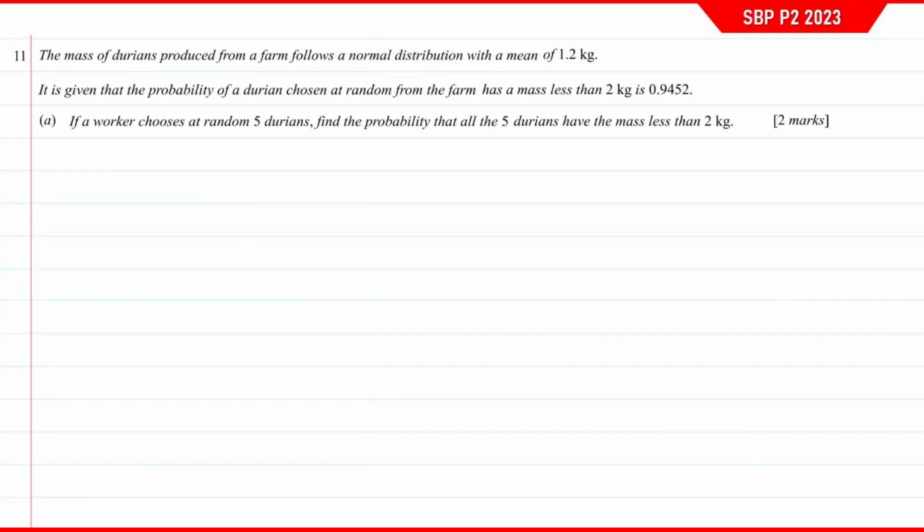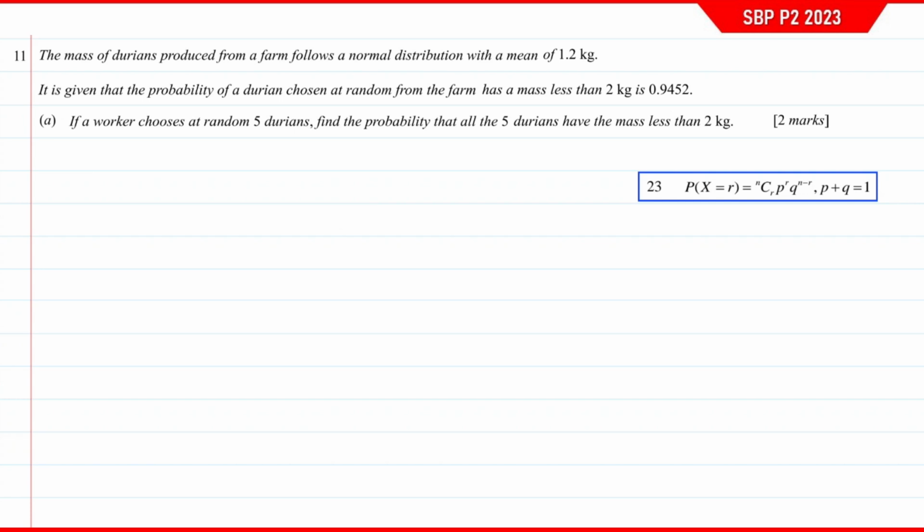Question number 11. The mass of durians produced from a farm follows a normal distribution with a mean of 1.2 kg. It is given that the probability of a durian chosen at random from the farm having a mass less than 2 kg is 0.9452. A. If a worker chooses at random 5 durians, find the probability that all the 5 durians have the mass less than 2 kg. So this question A is about the binomial distributions.